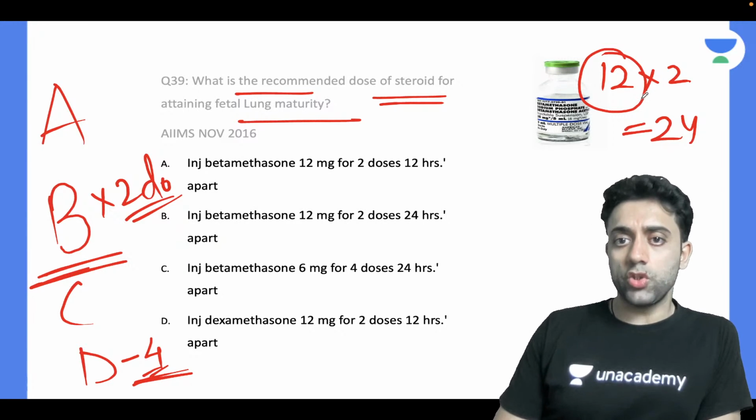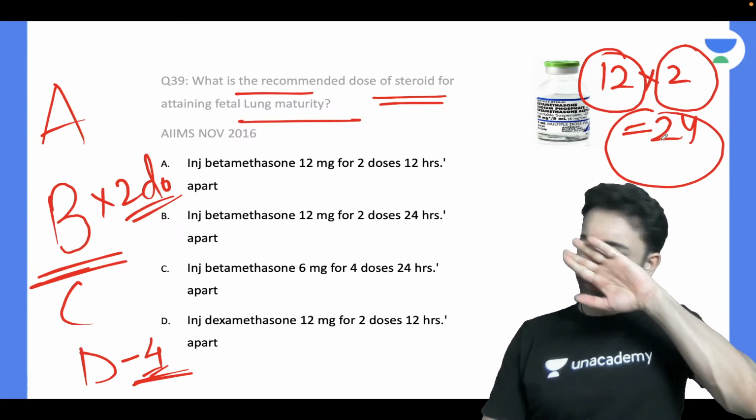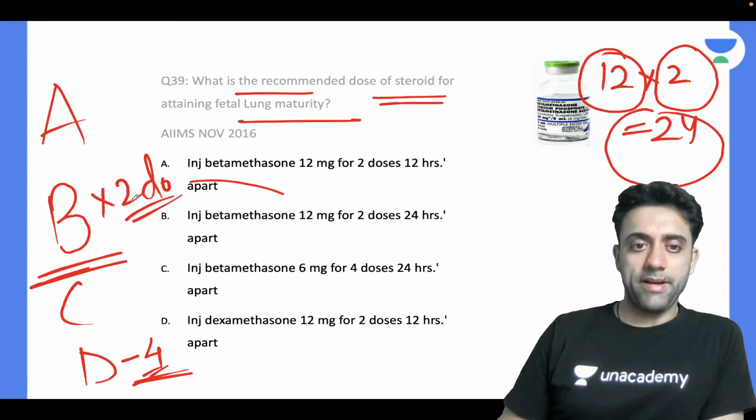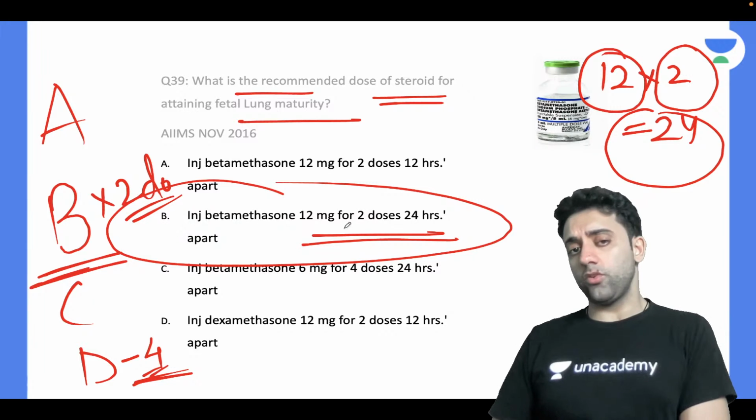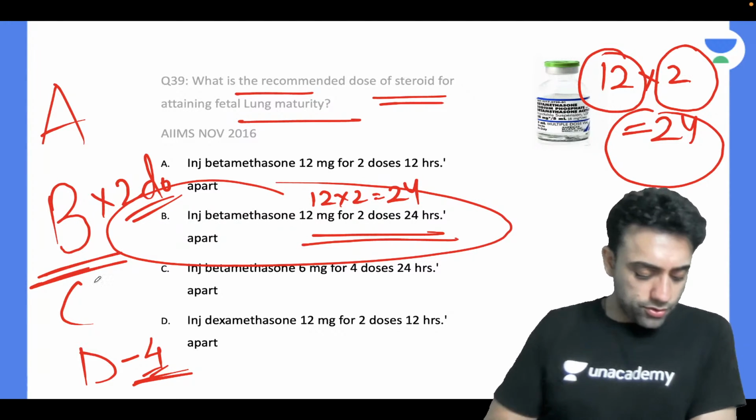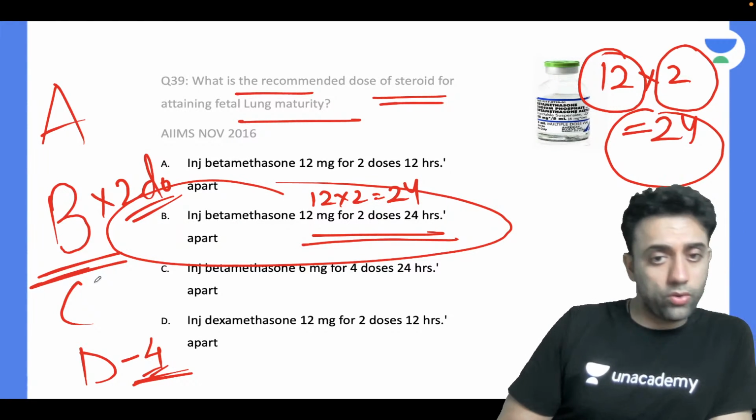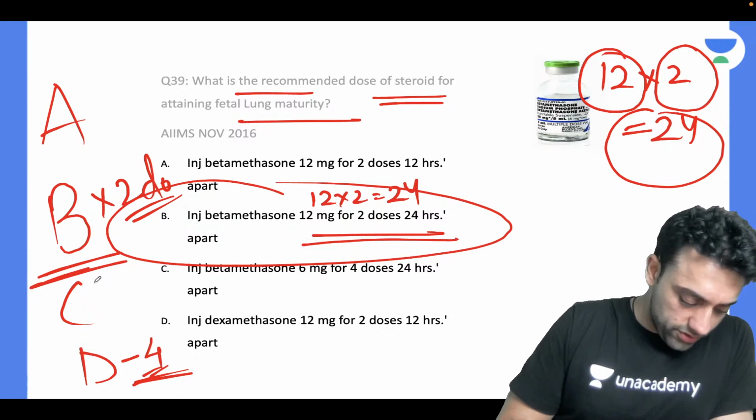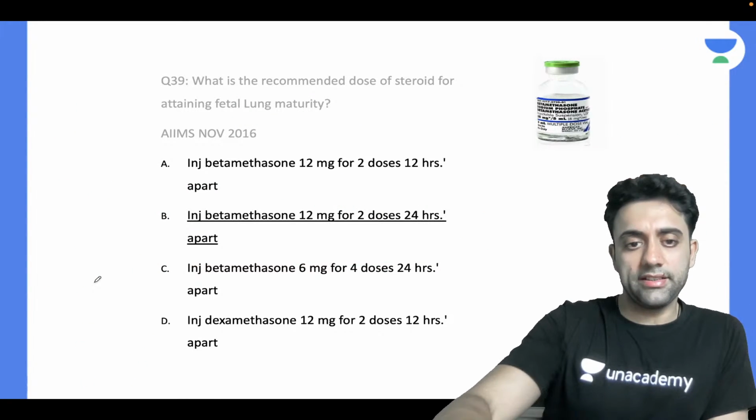So betamethasone: 12 mg, two doses, 24 hours apart. How will I remember? 12 into 2 is 24. Are you understanding? And what about Dexa? Who will tell me what is the dose of Dexa? Anyone? Yes, very good. Perfect answer. So Dexa कितना देते हैं?